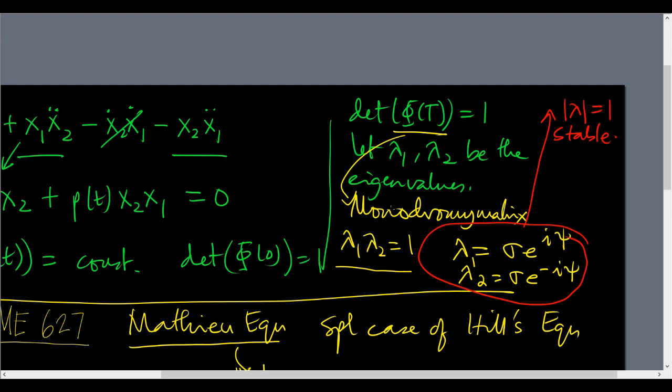But there is another case where lambda 1 and lambda 2 are real. So alternatively, lambda 1 equals 1 by lambda 2. This can be more than 1 and positive, then lambda 2 will be less than 1 and positive, or this can be negative and then that can be negative.